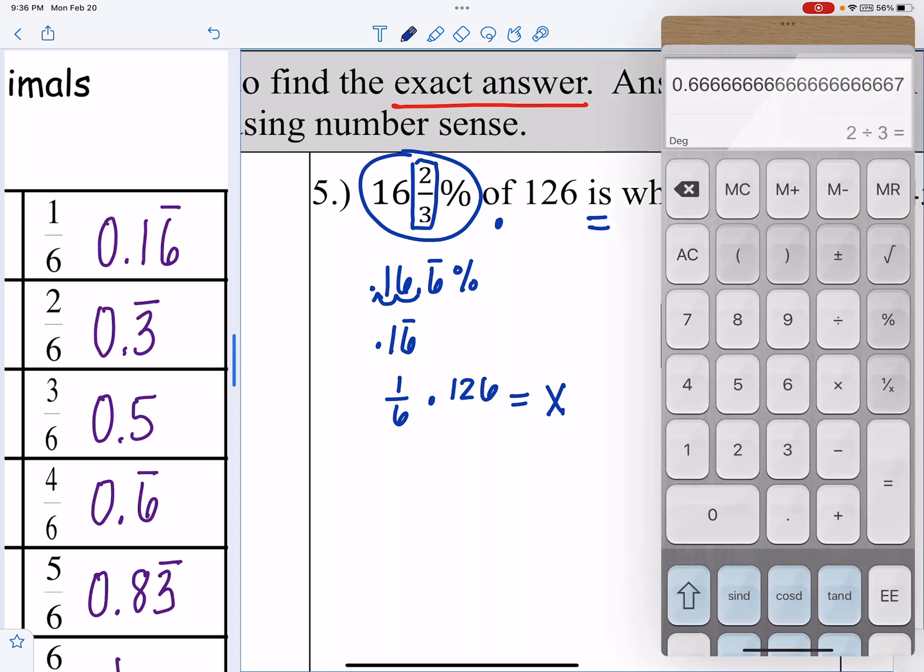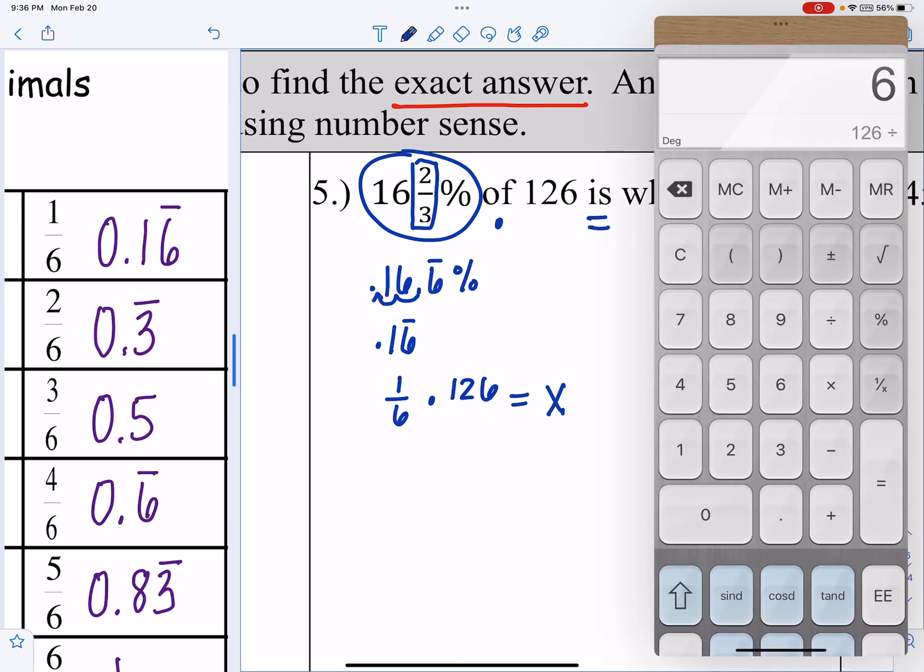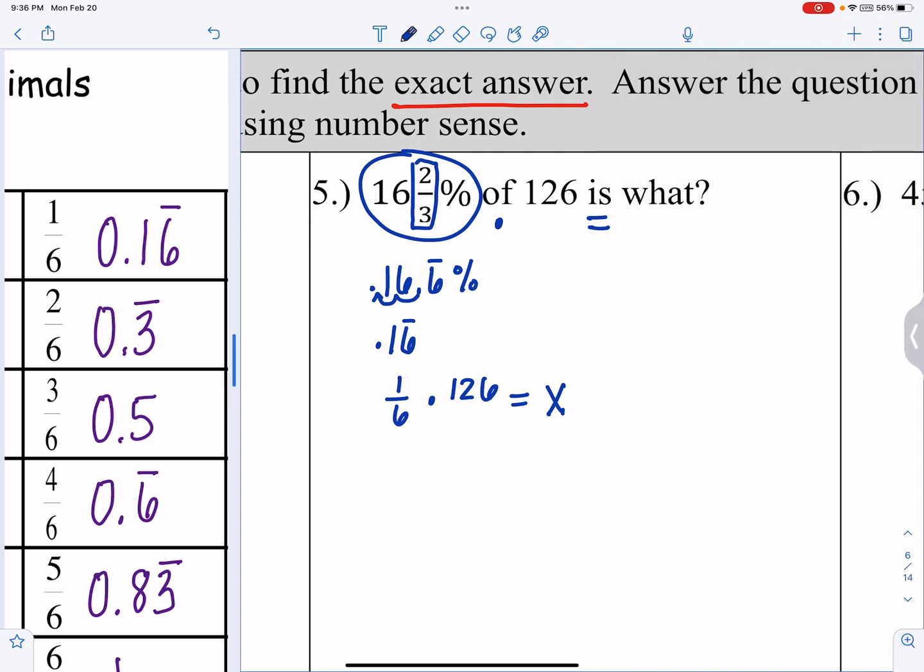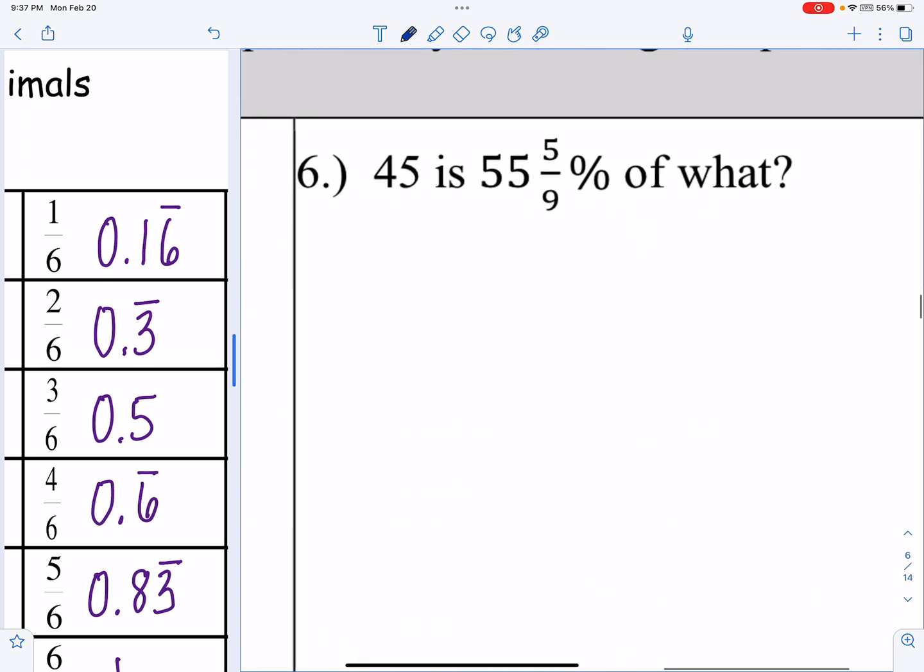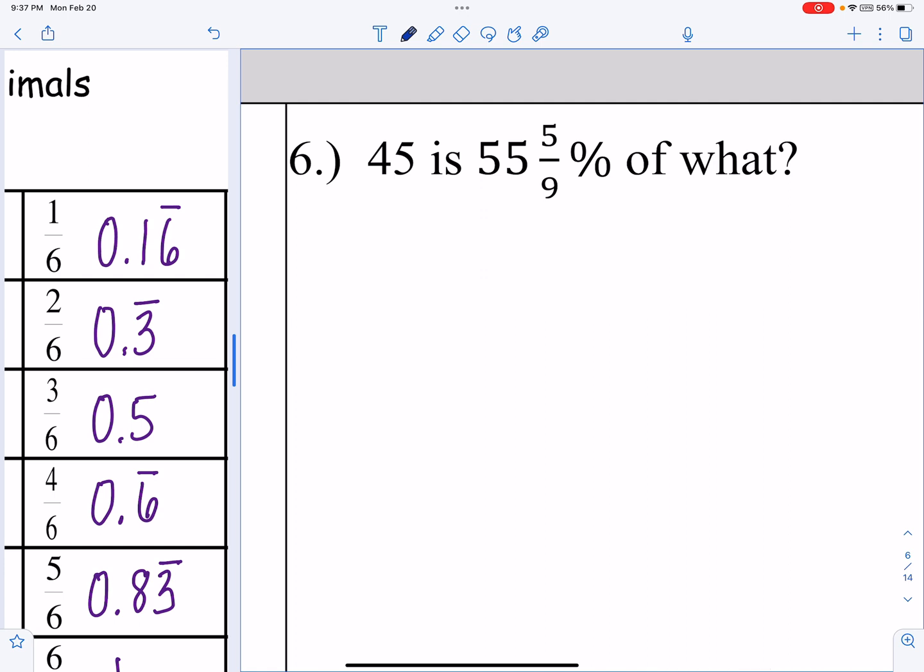So let's go ahead and see what that would be. And it turns out to be 21 equals X. And so they're saying that 16 and 2/3% of 126 is 21. All right, let's go ahead to your last one. It says 45 is, so let's look at our hints here, 55 and 5/9% of what?